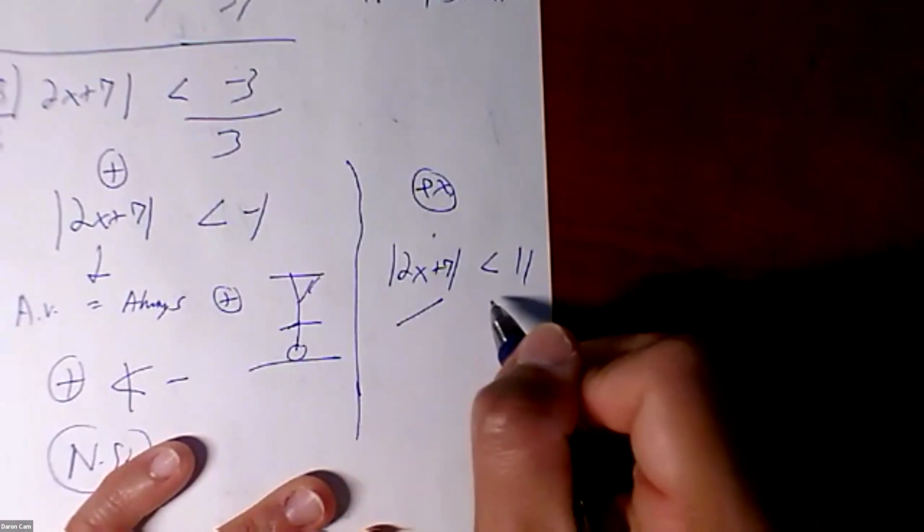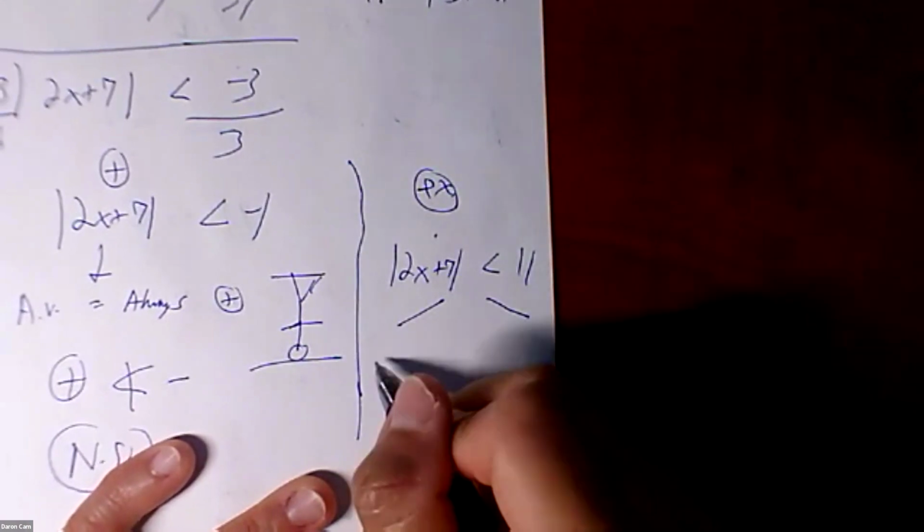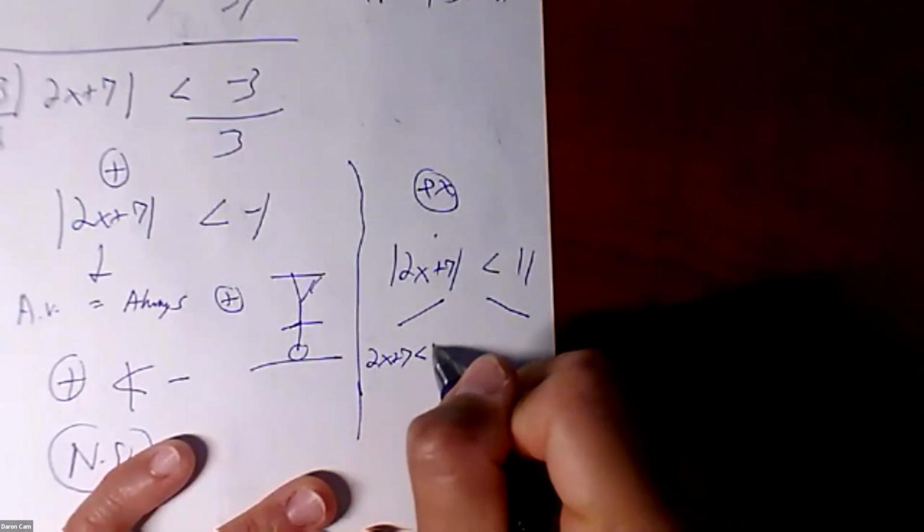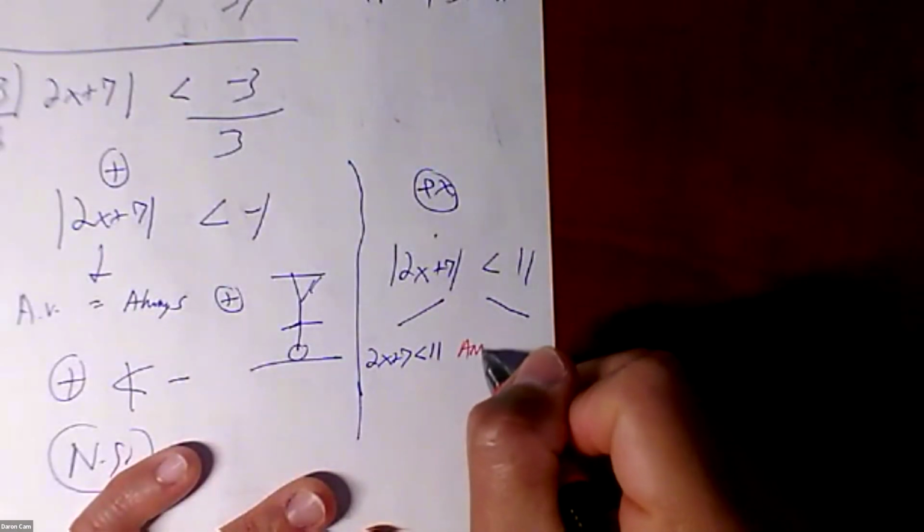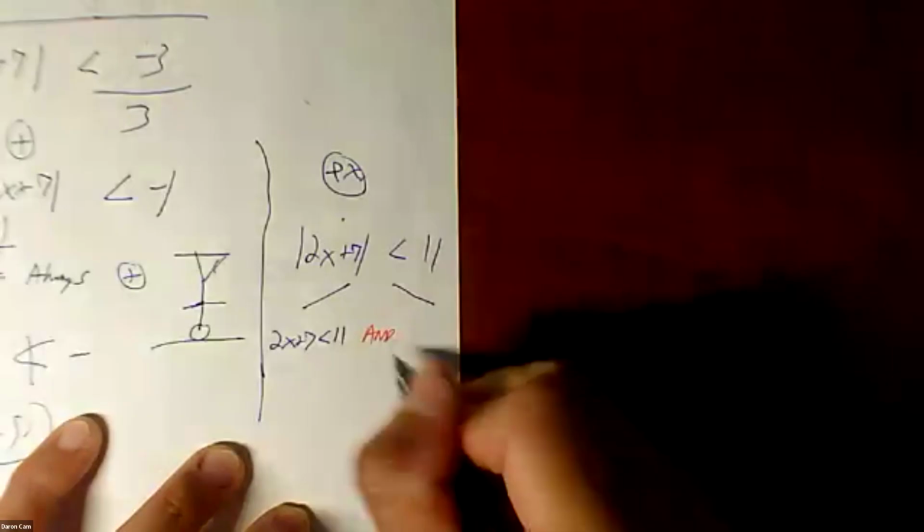Now, what you can do is you can split it up. Less than means and means together. We can say 2x plus 7 is less than 11. And what I teach my students to do is to say "and" right over here. And we're just going to squeeze this in.